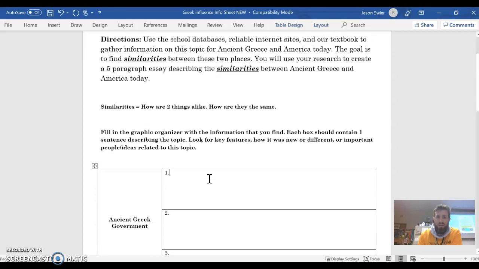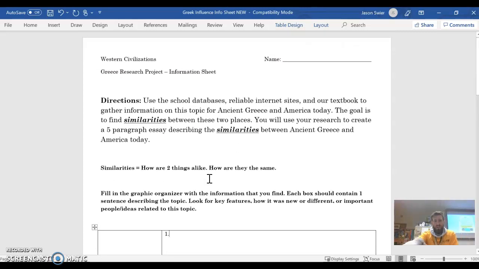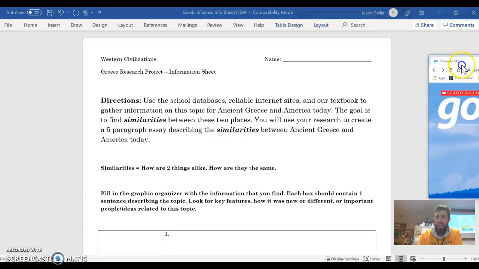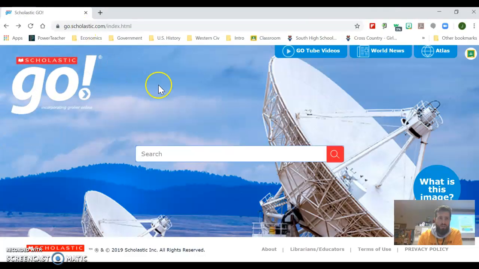Okay. And I'm going to have you search for this information in a certain place. So there's a website that I've sent you a link for that I want you to go to. I'll pull it up here now. So it's this Scholastic Go website. Our school pays for a membership to this. It's a specific database with articles that are appropriate for school, and the information is all verified and good.